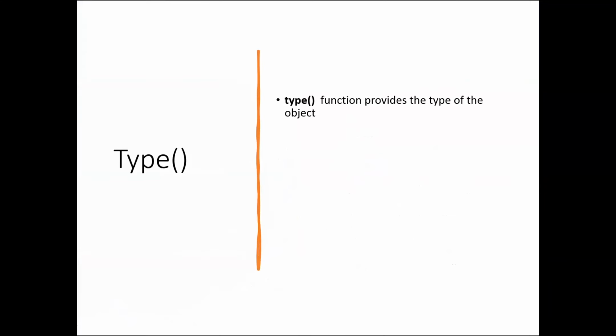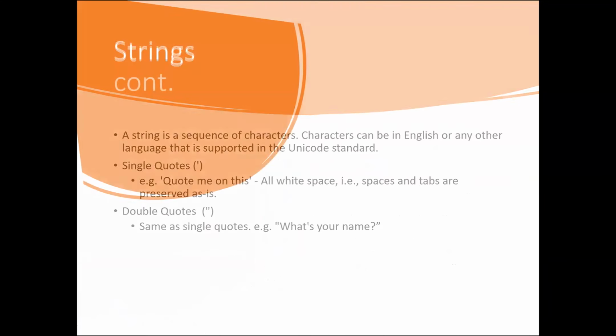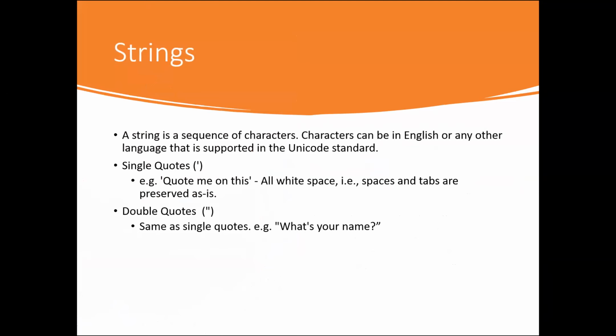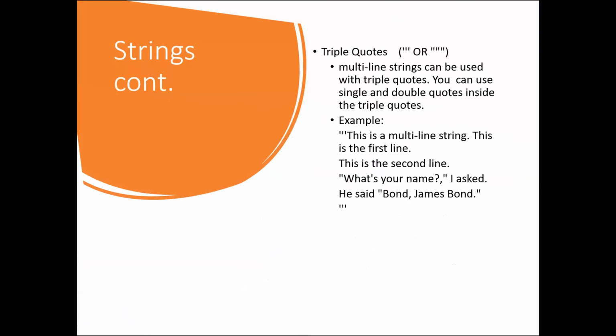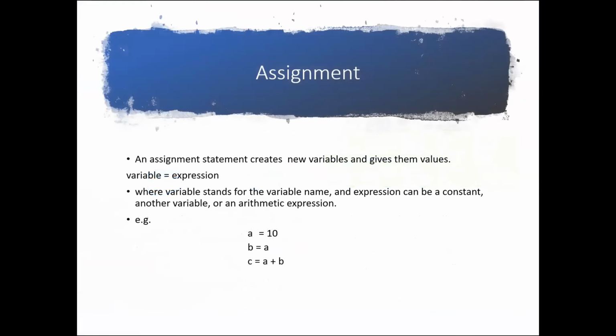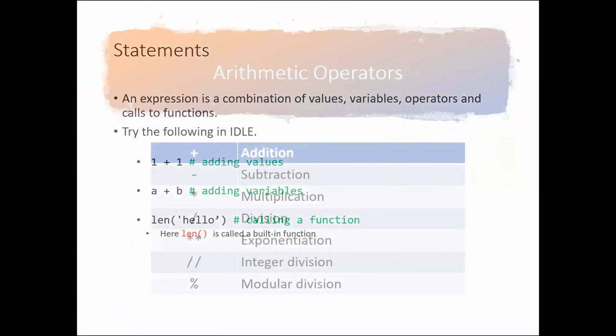So we discussed the different types of numbers, the type function, and then different ways of representing strings in Python, and then variable naming, keywords, assignment statements, and arithmetic operators. We have done these.